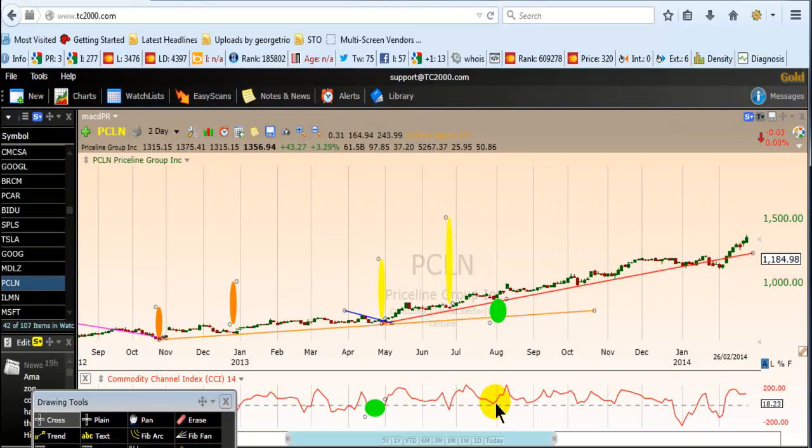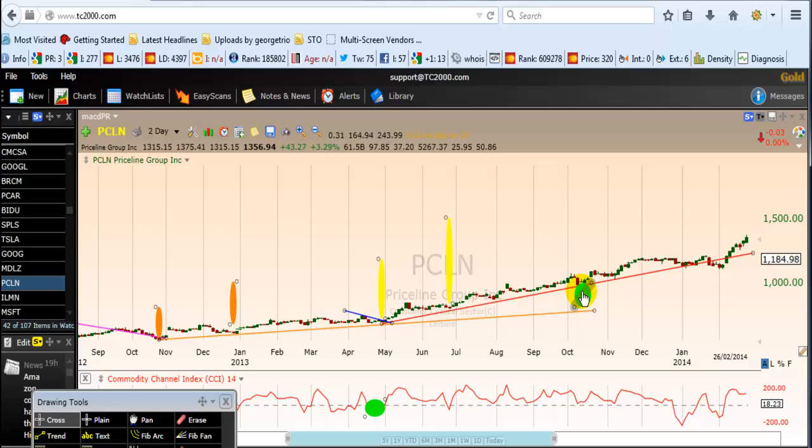Though the CCI again is not below negative 100, it is oversold. Why? Because the price is at the support zone. Here we have another opportunity. Price came very close to the red line. Again, it's a bullish trade setup.